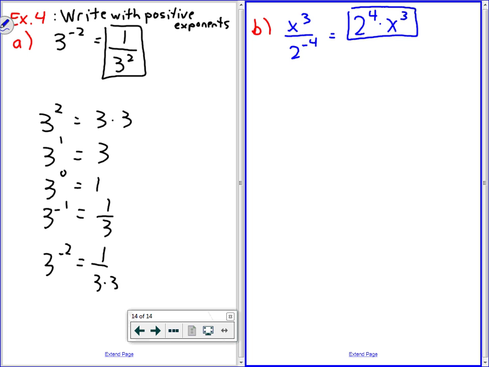Everyone see that, right? A negative exponent in the top changes to a positive in the bottom. A negative exponent in the bottom changes to a positive in the top. Okay, so you're just going to flip them.